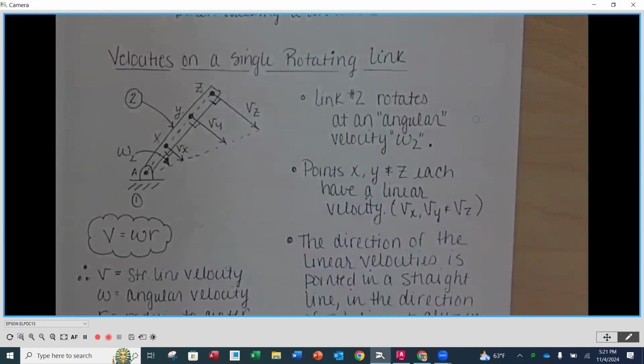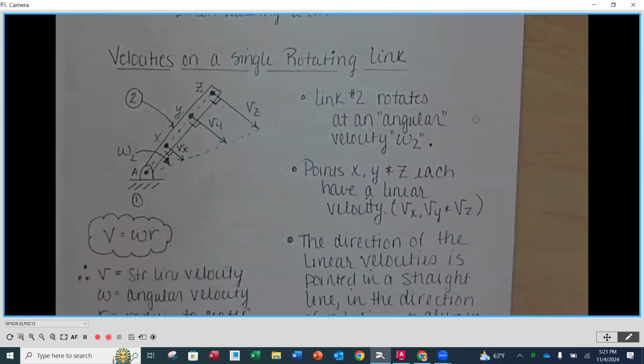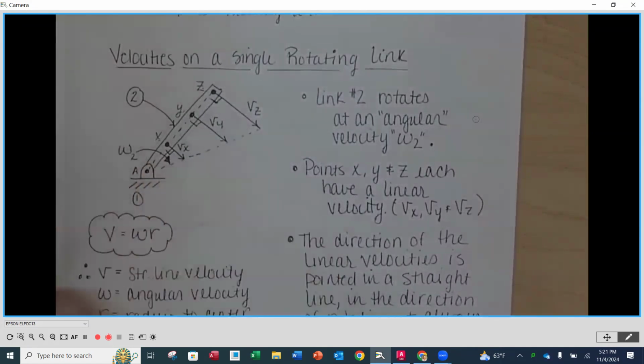we call angular velocity. Now, angular velocity, you're going to notice that we have W2 here. So W2 means it's the angular velocity of link number 2. All right. It's giving also a direction of rotation. As we can see here, the arrow is showing that this is rotating in a clockwise direction. Okay. So angular velocity W is how fast a link is moving at a rotational speed.